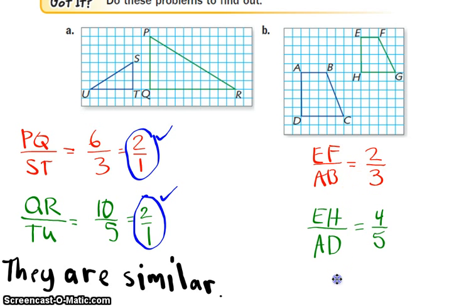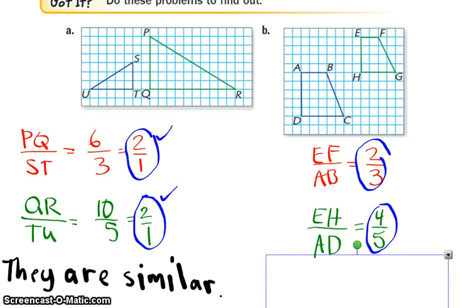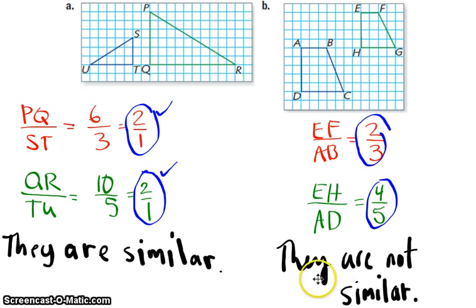Let's check EF and H and AD. So here's EH, that has a length of 4. AD right here has a length of 5. Well, again, if you take a look, we have 2/3 and we have 4/5. They are not equal. The ratios aren't equal. Okay, they don't have the same scale factor. Therefore, these two figures are not similar. Okay, they have to have the same ratio.